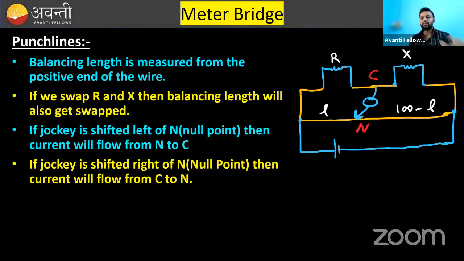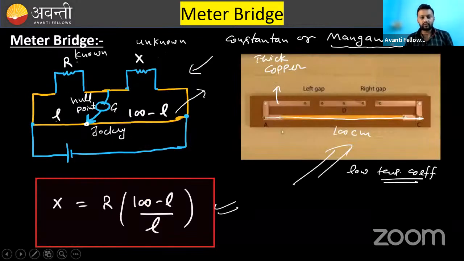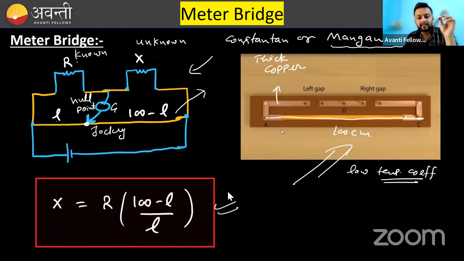Okay, null point again. Listen. Have you seen a jockey in your laboratories? There is a jockey, which is a sliding pen. So when you slide this jockey from one end to the other after connection, there will be a point at which your galvanometer will show zero deflection. The needle of the galvanometer will not deflect. And this point is known as the null point.